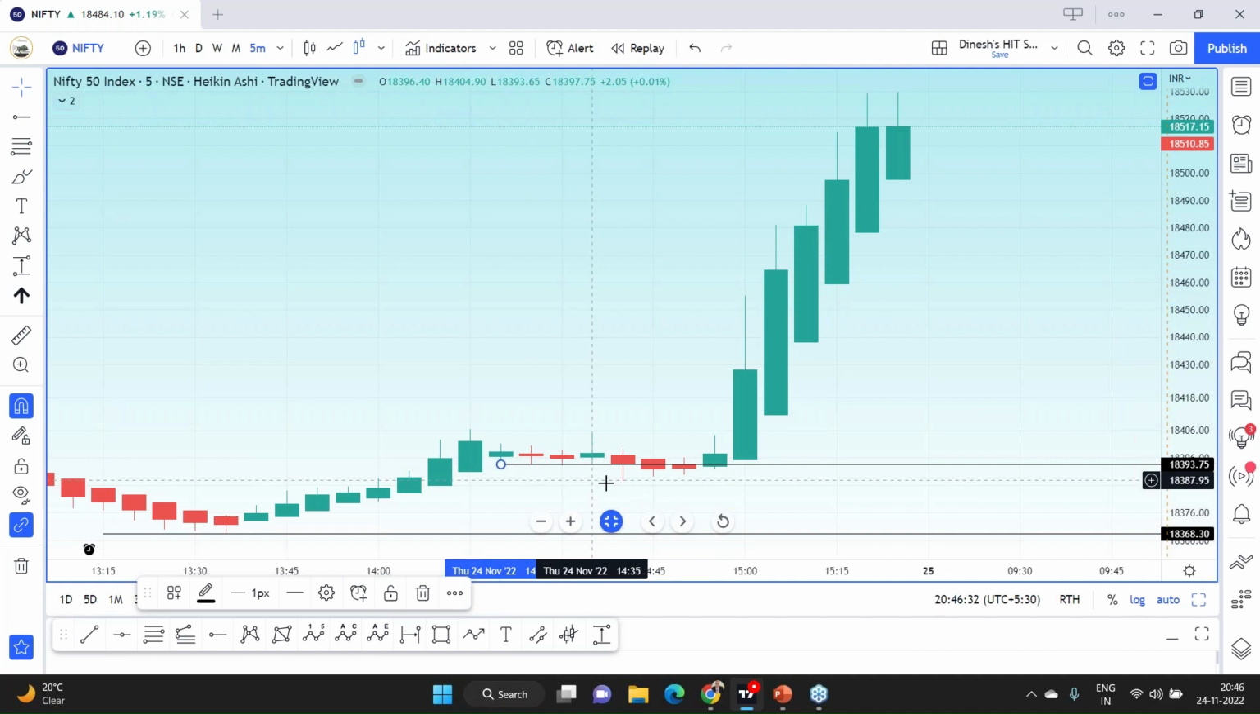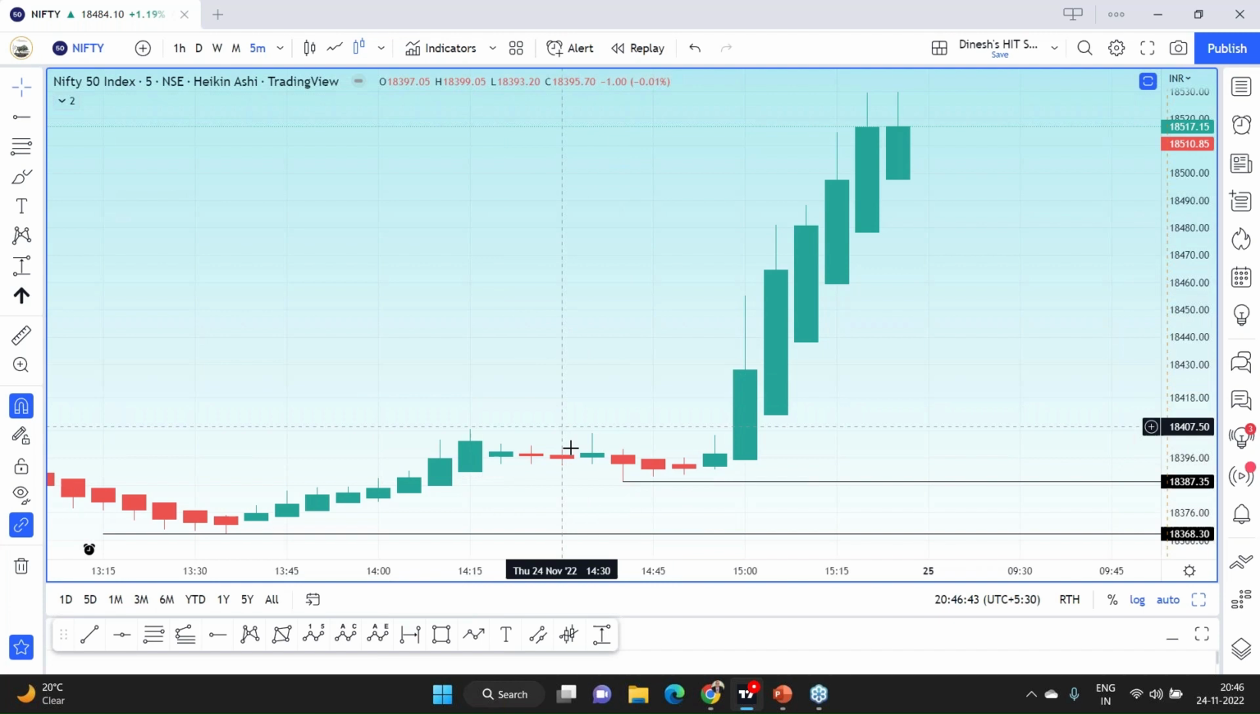Now, sometimes our psychological mind tells us and we get out of this. But ideally, this trail now becomes here. Why? Because upper wick formation happened out here. Tiny bodies. So you need to just put your trail stop loss further lower and this. But most traders would exit here.